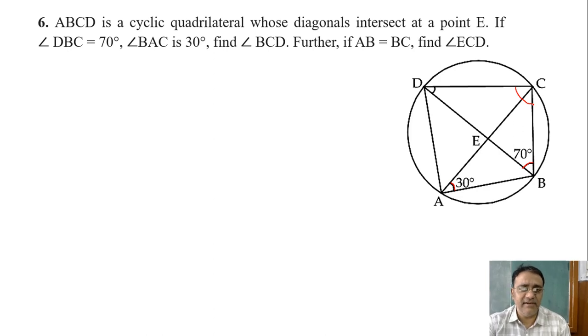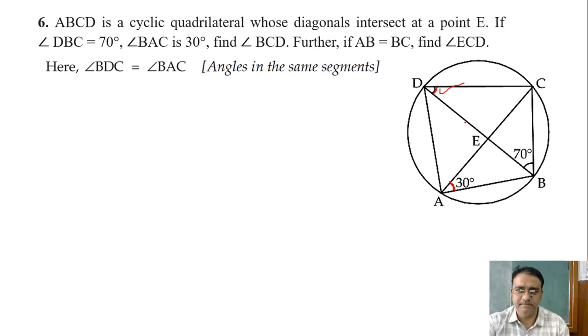So first we will find BDC. First of all, BDC, look carefully, this angle is equal to this angle. Why? Angles in the same segment. Right, angles in the same segment. So this angle is also 30 degrees. Right? So we got the value of this angle.